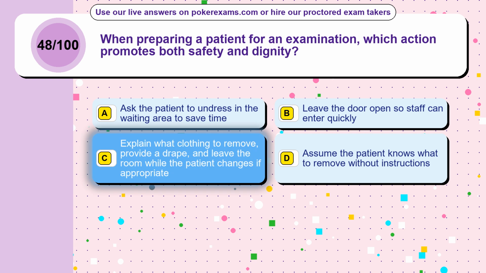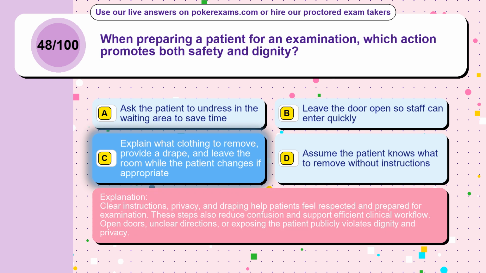The correct answer is option C. Explain what clothing to remove, provide a drape, and leave the room while the patient changes if appropriate. Clear instructions, privacy, and draping help patients feel respected and prepared for examination. These steps also reduce confusion and support efficient clinical workflow. Open doors, unclear directions, or exposing the patient publicly violates dignity and privacy.